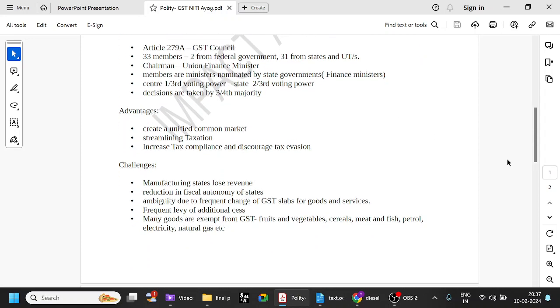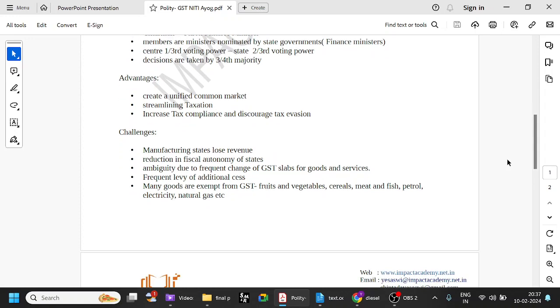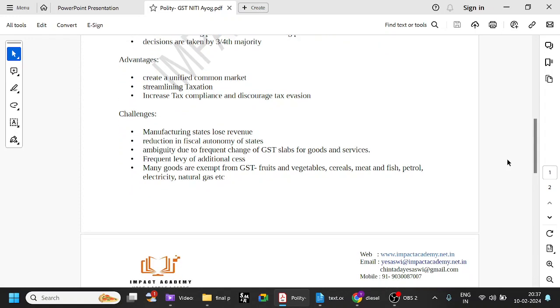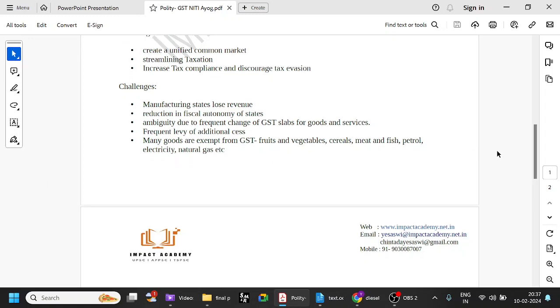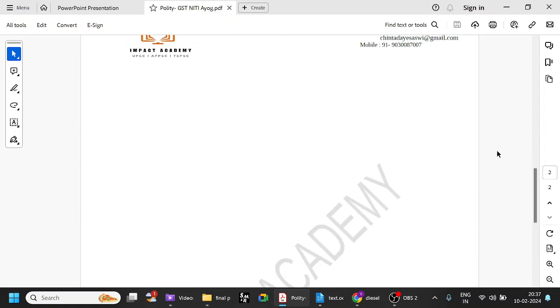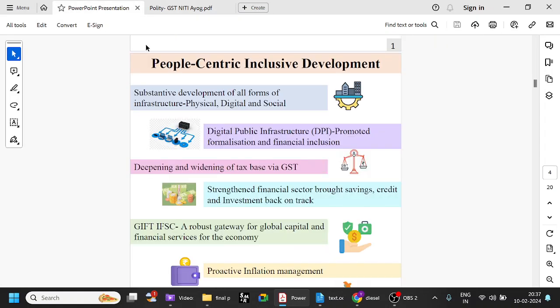Advantages: it creates a unified common market, etc. And the challenges are that manufacturing states will lose revenue, reduction in fiscal autonomy of states, etc. All these things you can just go through. And many goods are exempt, like fruits and vegetables, cereals, meat, fish, even petrol, electricity, natural gas. There are demands to bring electricity and petrol under GST also, but right now they are not there. Try to remember that. So that is a brief about GST.